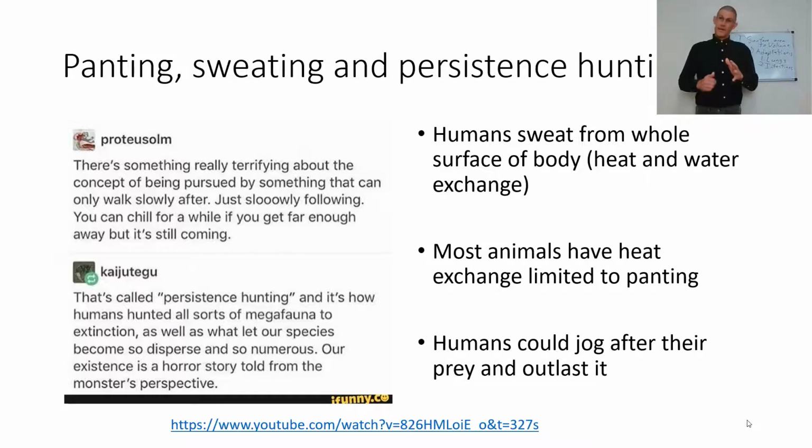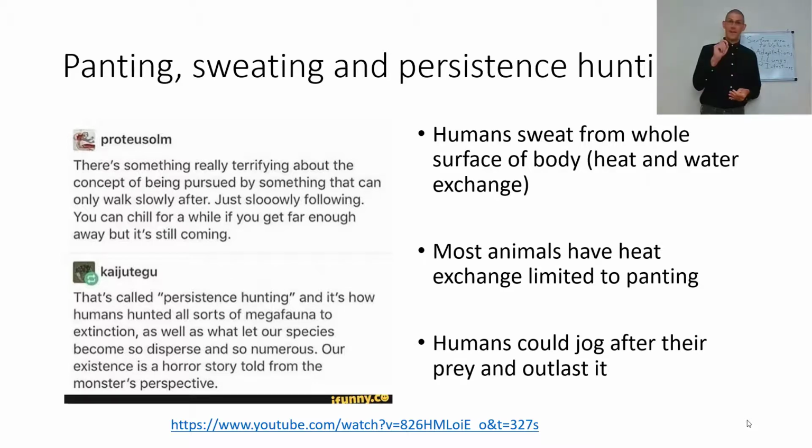So the human here is just jogging and sweating, whereas the oryx or the antelope, or heaven forbid, the wildebeest, is running and panting, and eventually more heat is produced than can be gotten rid of by panting alone. And that causes the panting, sprinting organism to drop dead of exhaustion.